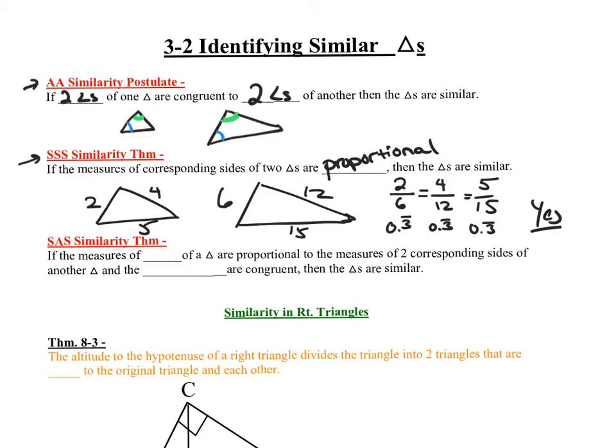The last way is the side-angle-side similarity theorem. It says if the measures of two sides of a triangle are proportional to the measures of two corresponding sides of another triangle, and the included angle or angles are congruent, then the triangles are similar. So let's draw these triangles out real quickly.